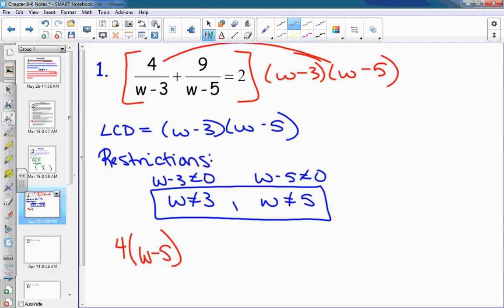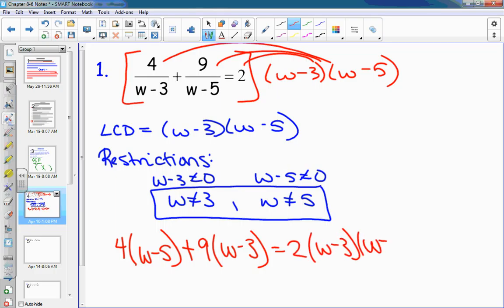Go to the next fraction. If I take my LCD and I divide it by W minus 5, this time the W minus 5's cancel out, and I'm left with the junk on top, which is a 9. And then what else? W minus 3, very good, is equal to, now go to the last one. Is there a fraction there? No. So I have to just straight up multiply. So this is going to be 2 times W minus 3 times W minus 5.